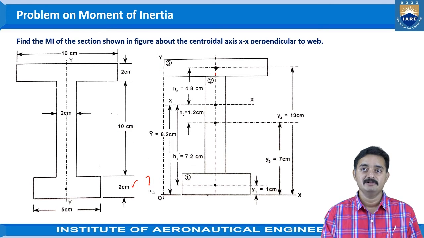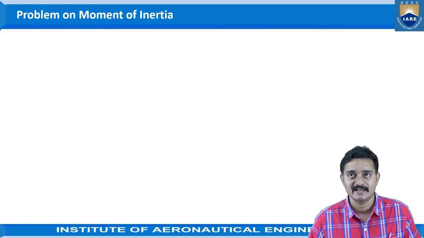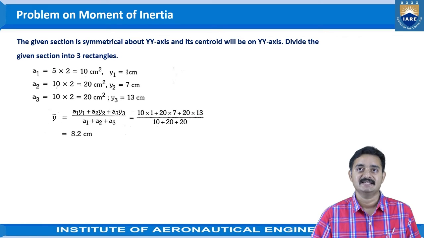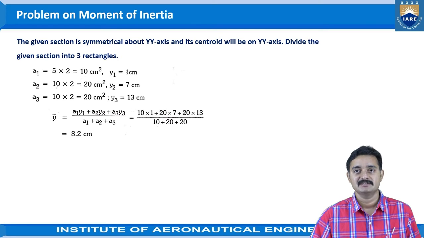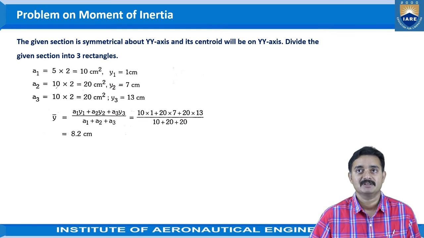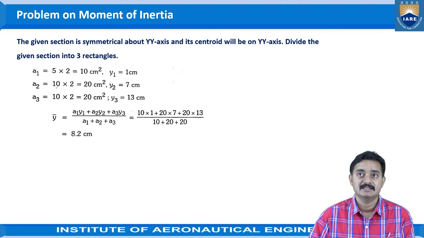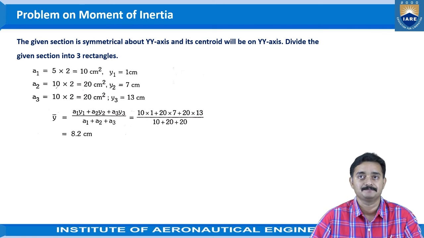Now we will identify the moment of inertia of these individual rectangles through the centroidal axis. The procedure is shown here. The given section is symmetrical about the yy axis and its centroid will be on the yy axis. Divide the given section into 3 rectangles. We will identify the areas and the centroid distances from the reference axis. Area of the first rectangle, A1, is 5 into 2, which is 10 centimeters square, whereas the distance of the centroid from the reference axis is y1 equal to 1 centimeter.